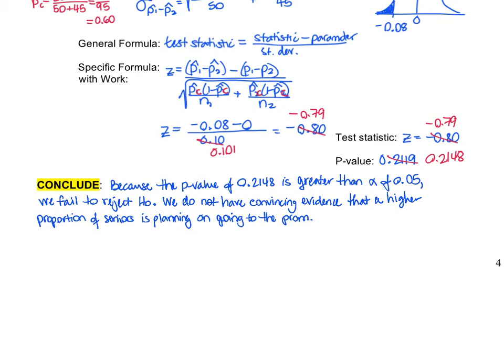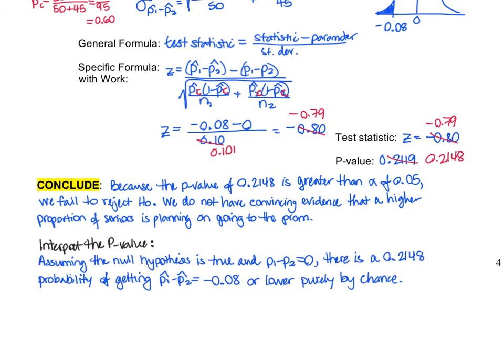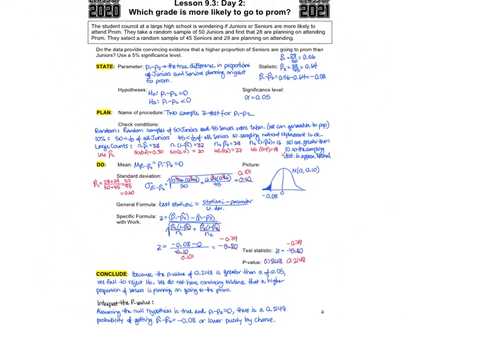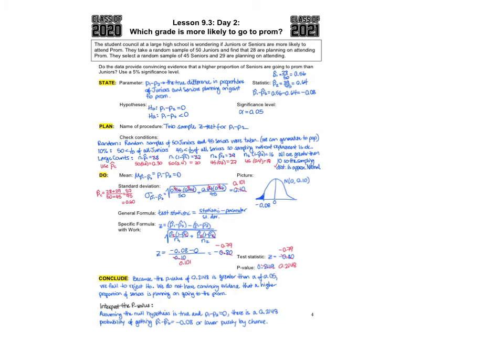Now, one thing before we close this out, and that is the interpretation of the p-value. The idea of the p-value is, assuming the null hypothesis is true, the p-value is the probability of us getting a sample value of what we got, or more extreme, more in the tail. And so that's how we're going to write up this interpretation. Okay, so now that we've got that done, we are ready to move on to our box of important information.